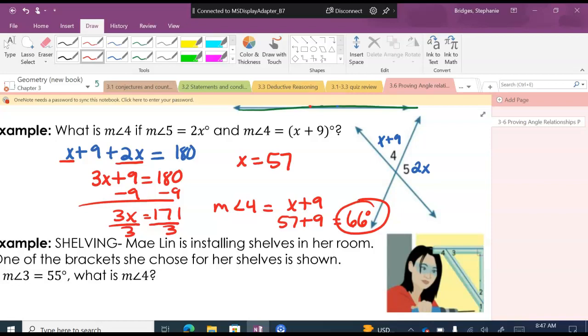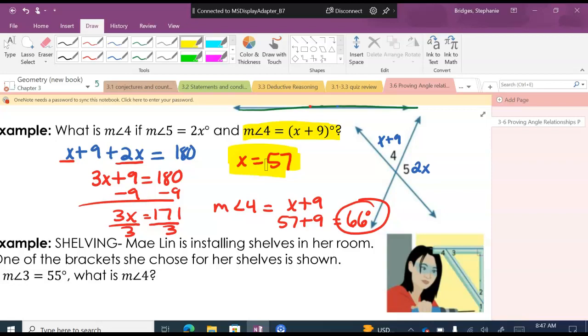Well, because up here in the beginning in the question, they told me that the measure of angle 4 was x plus 9. So I had to take what I had for x and add 9 to it to get the total value of angle 4. If they had just asked me for x, then 57 would be my answer. But they asked me to find the measure of angle 4. All right, go ahead and do that next one.